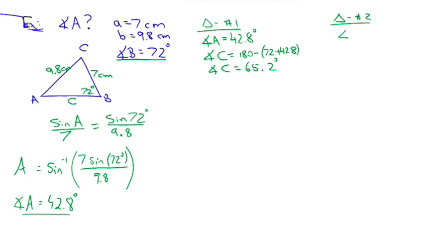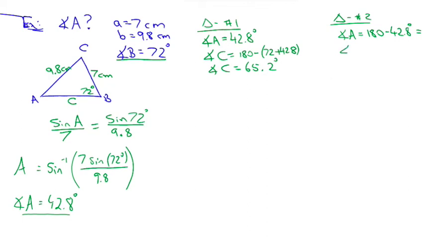What's the other possible measure of angle A? Remember, this is law of sines, so it's either in the first quadrant or in the second quadrant. So what is the second quadrant angle of A? How do you find it? Take 180 and subtract that one. You're going to go 180 minus 42.8 for a grand total of 137.2.